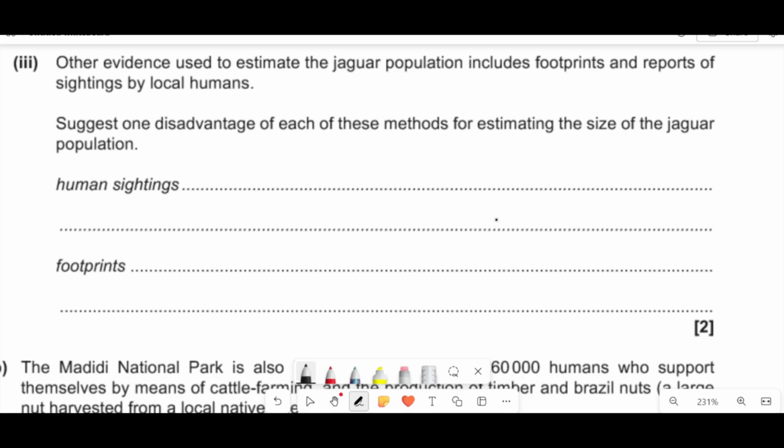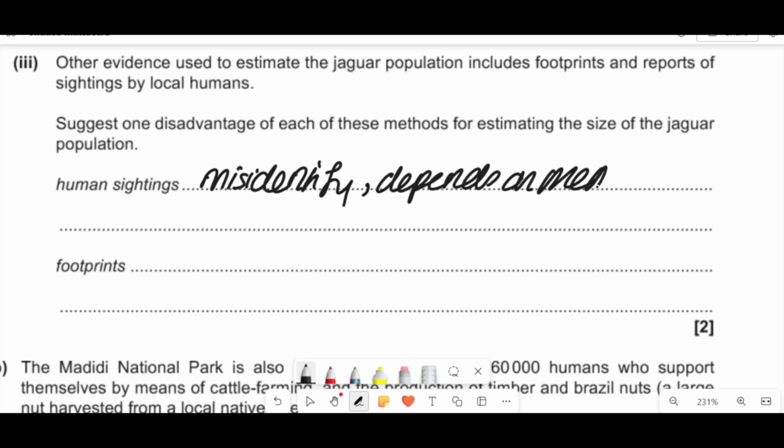Other evidence used to estimate the jaguar population includes footprints and reports of sightings by local humans. Suggest one disadvantage for each of these. For human sightings, first off, you might misidentify them. You might not be able to tell what it is. You might think, oh my God, it's a jaguar, when in fact it's some other big feline. As well as that, it depends on memory, so people may forget.